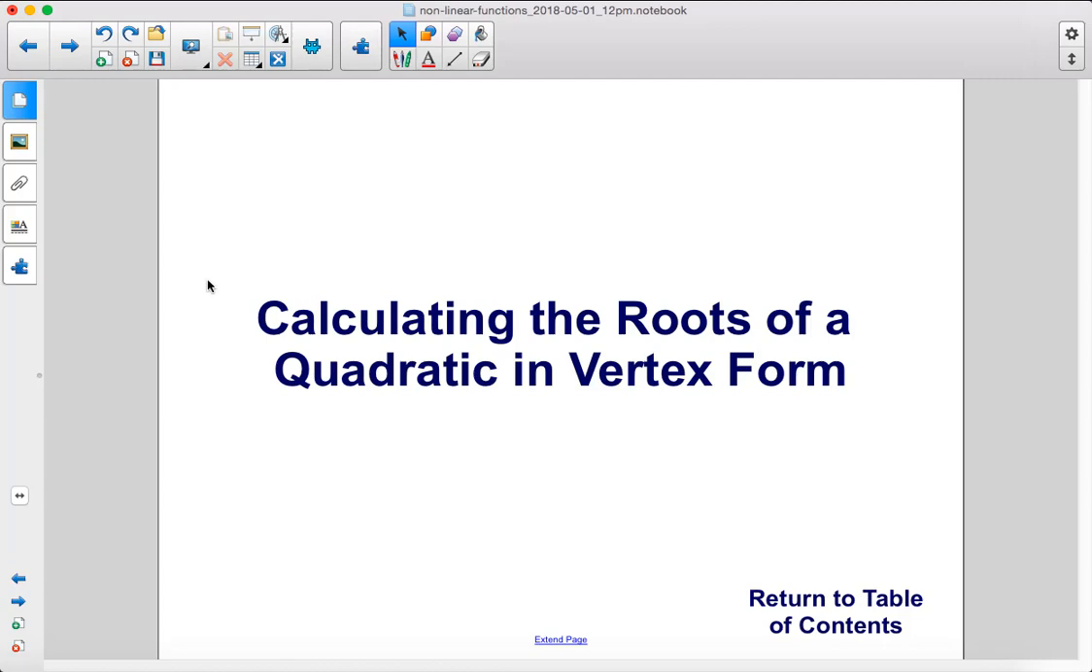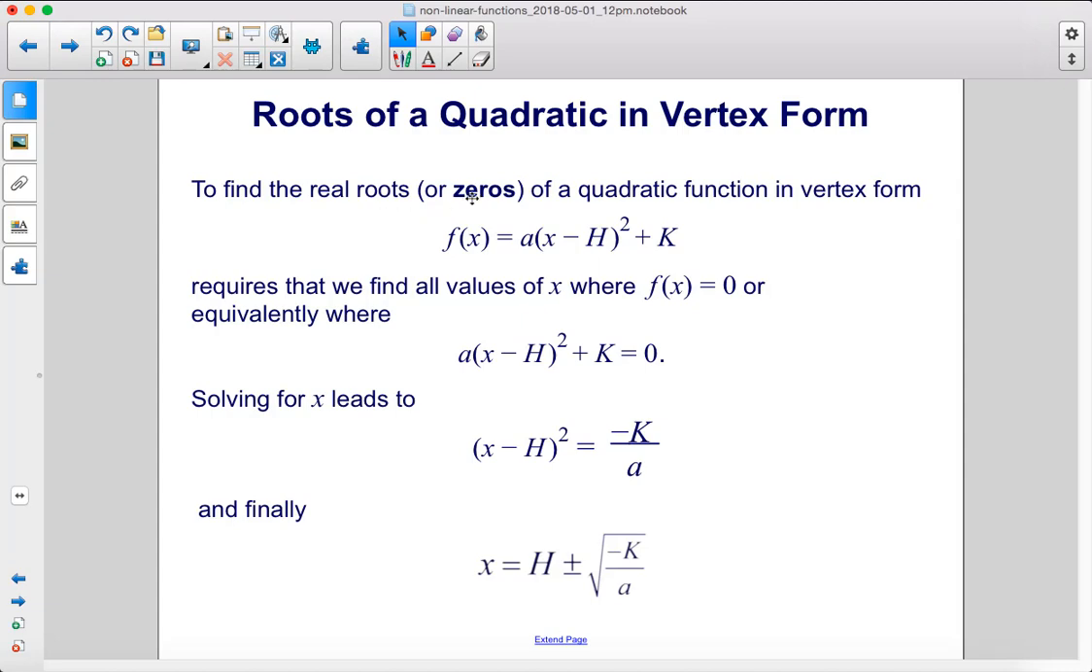Calculating the roots of a quadratic in vertex form. To find the real roots or zeros of a quadratic function in vertex form requires that we find all values of x where f(x) equals 0, or equivalently, where a times (x minus h) squared plus k equals 0. Solving for x leads to (x minus h) squared equals negative k over a, and finally, x equals h plus or minus the square root of negative k over a.